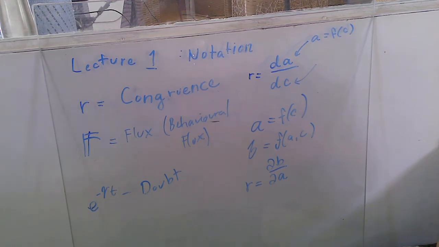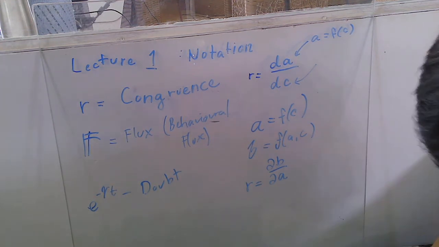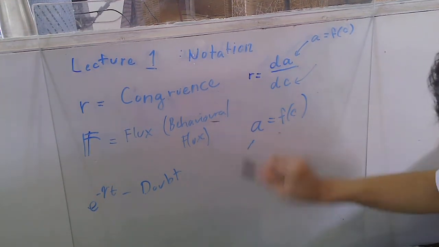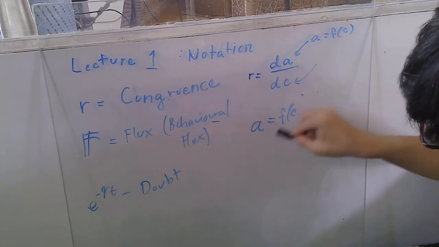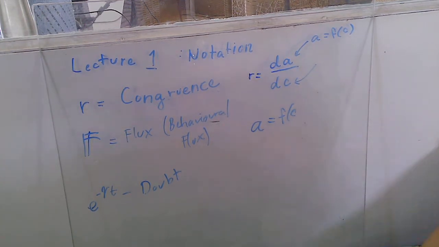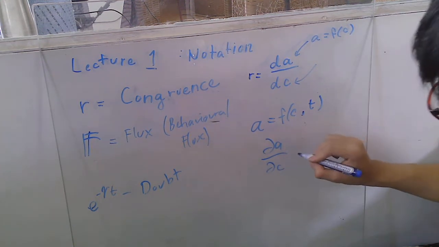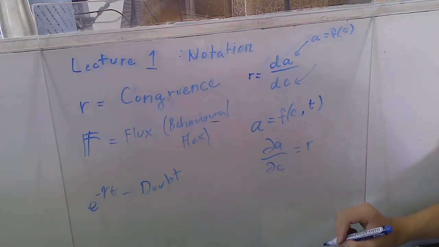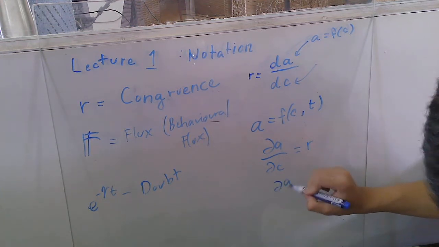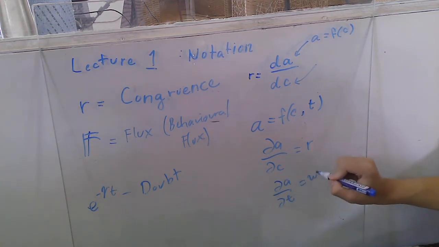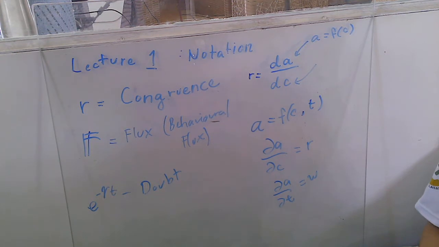If A is a multivariable function, f of C and T, if A is a function of decision and time, then the partial derivative of A with respect to C is the congruence, and the partial derivative of A with respect to T is the wearability. So that's it for the notation, and in the next lecture I will be discussing decision or choice. So decision and choice as functions of time.